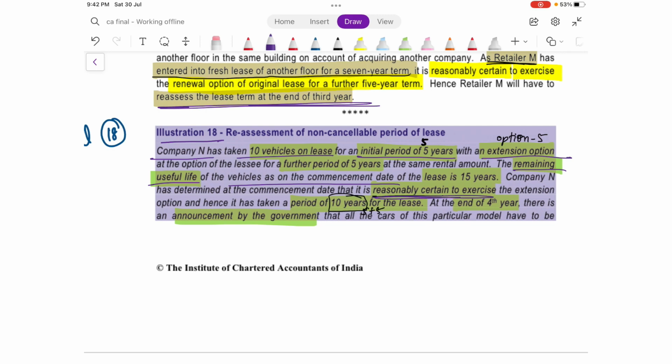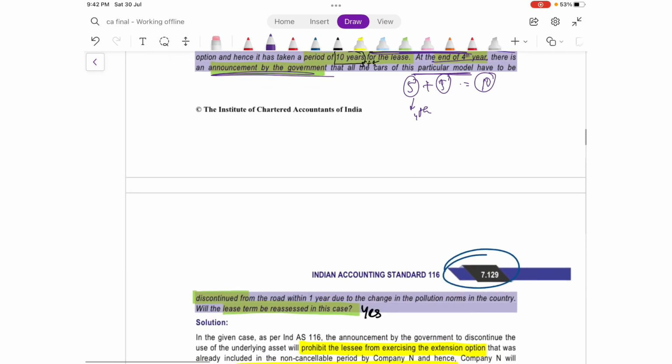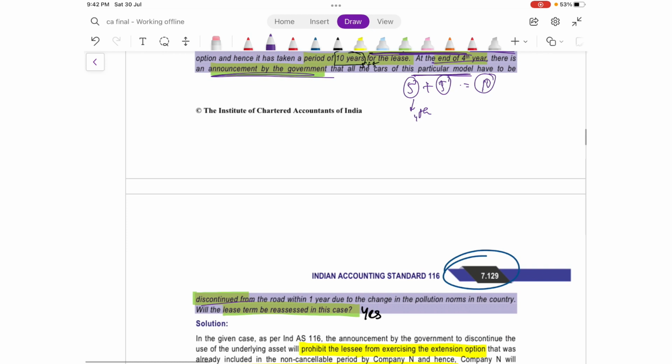And the lessee is reasonably certain to exercise the extension option. So 5 years of lease plus 5 years of renewal option. So 10 years is the lease term until now. Then they are saying that at the end of 4th year, there is a government announcement that the particular model of this car will have to be discontinued. At the end of the 4th year, they are getting bad news that after this the car model will get discontinued and on the roads you cannot drive this car anymore.